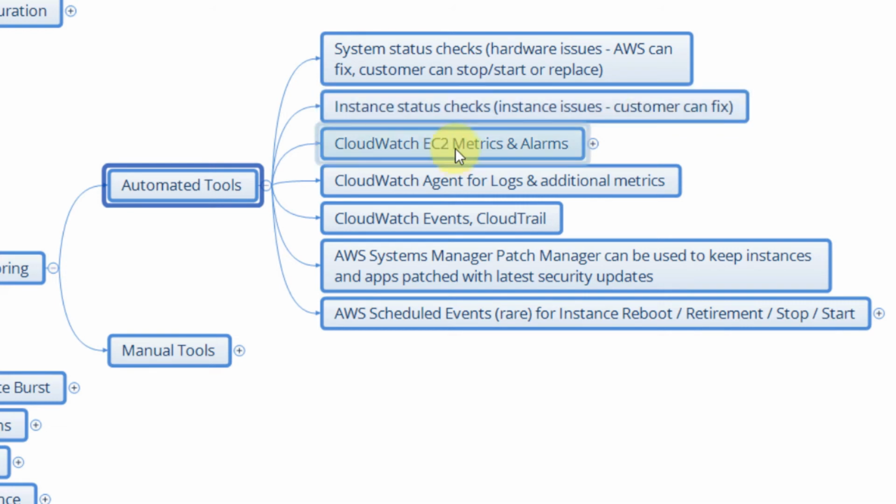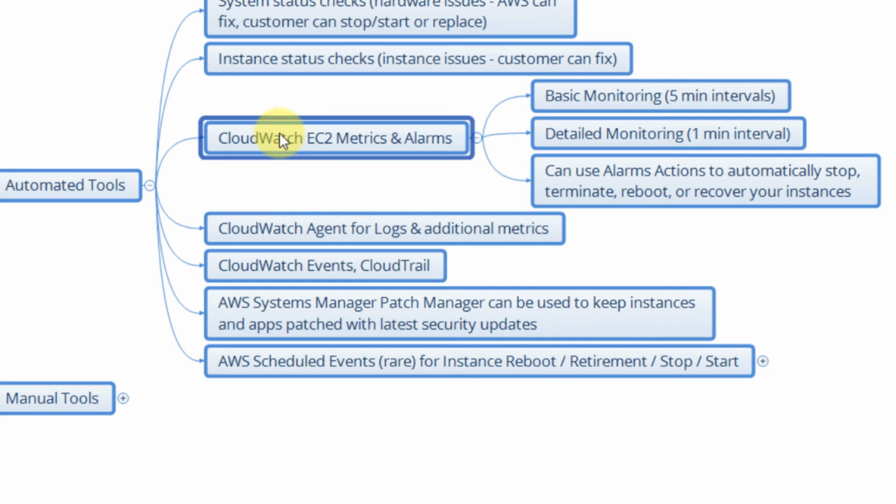You can use EC2 metrics and alarms supported by CloudWatch. So there's basic monitoring that comes for free at 5-minute intervals, but you can opt for detailed monitoring, which gives metrics at 1-minute intervals. And you can set up alarms based on threshold values of different metrics to automatically stop, terminate, reboot, or recover instances.